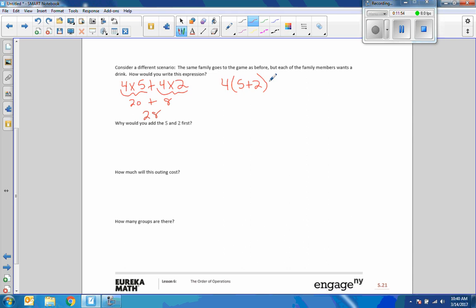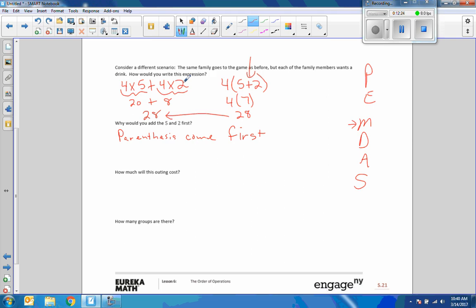Here, PEMDAS says, why would you add 5 and 2 first? Because parentheses come first. Okay? Parentheses come first in the PEMDAS term. We have parentheses, we have an operation within the parentheses, that comes first. So I do 5 plus 2, and when I do that multiplication, that's the next step, I would definitely get 28, so I got the same answer as if I wrote it this way.